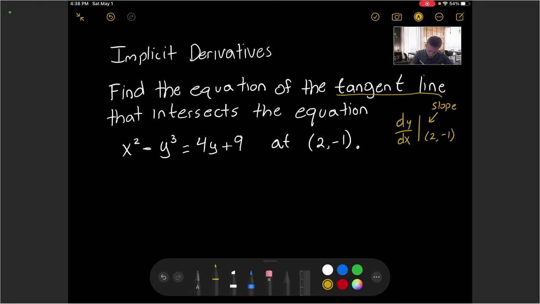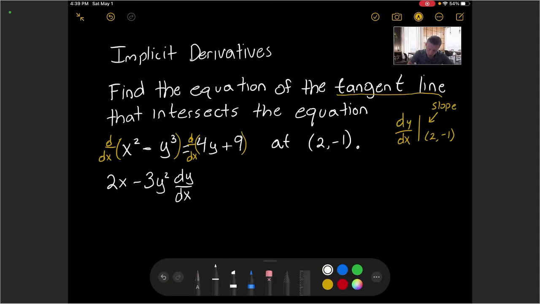So let's start by considering the derivative of this function, dy dx, on both sides. On the left side, this is going to be just 2 times x. We'll have a minus y cubed. We'll have the chain rule here, so that'll be 3y squared, and the inner function here is just the y itself. So the derivative is going to be dy dx attached to that.